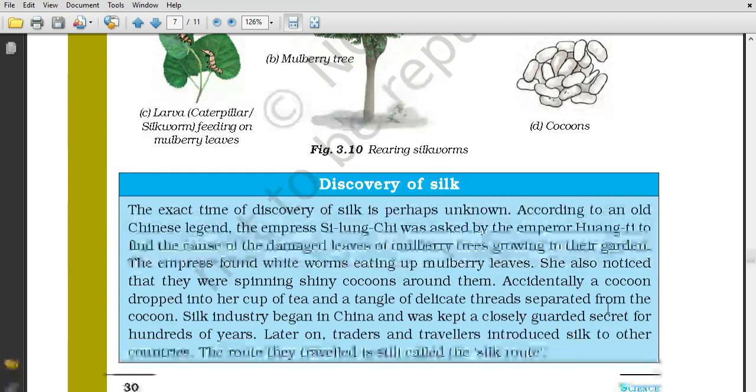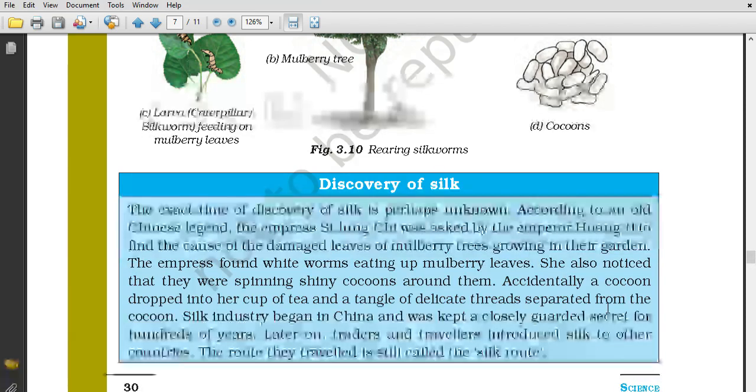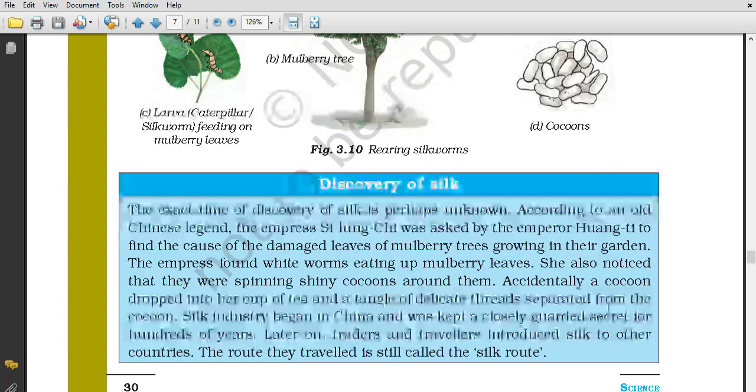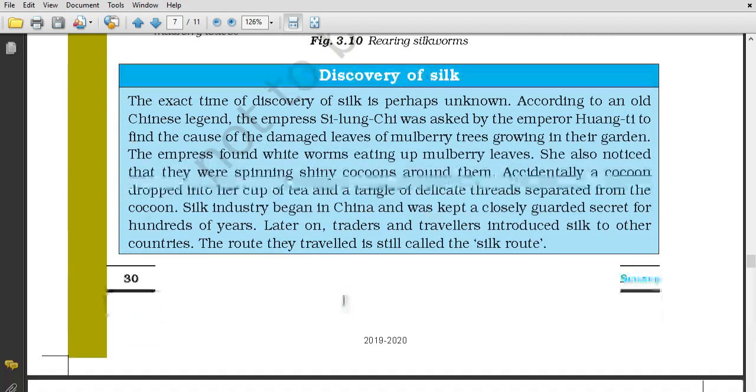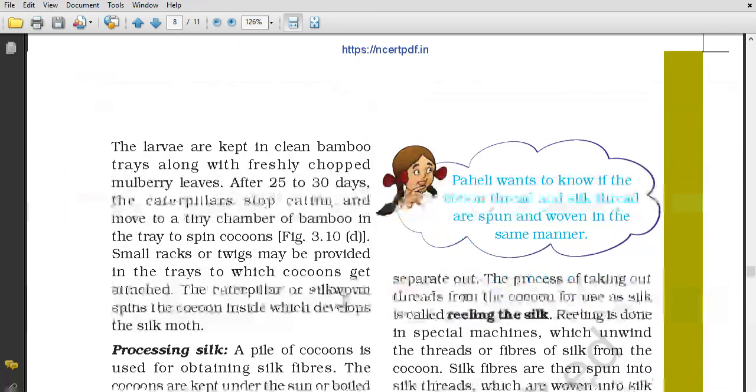Later on, the traders took things from here and transferred them to that side, and the travelers who loved to travel introduced silk to other countries. The route they traveled is still called the Silk Route. Okay.